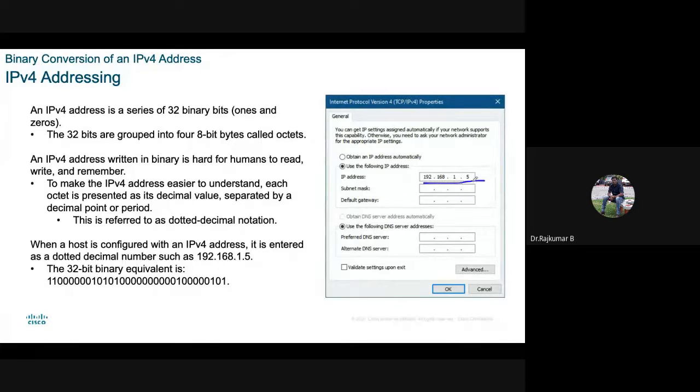192.168.1.5 is the way of representation. I think it is somehow clear.